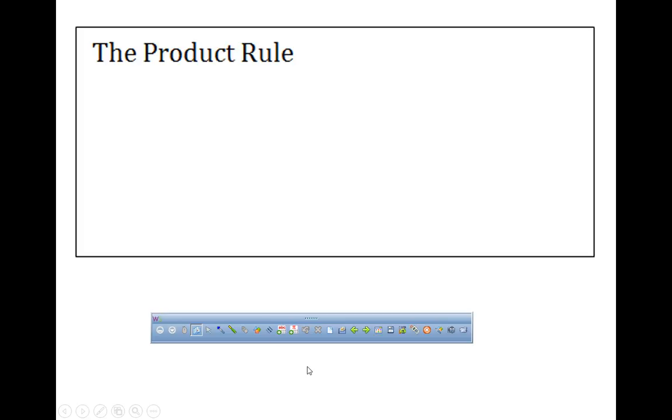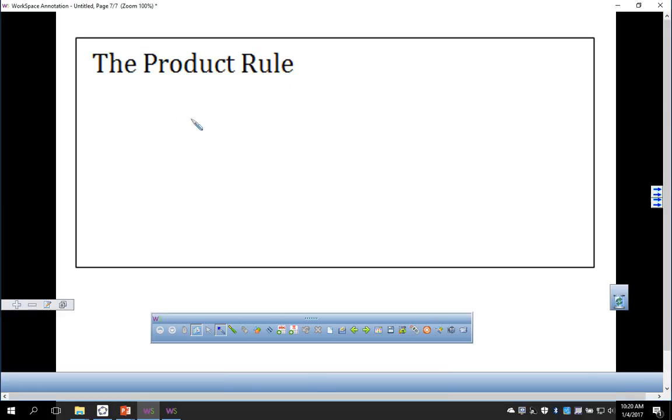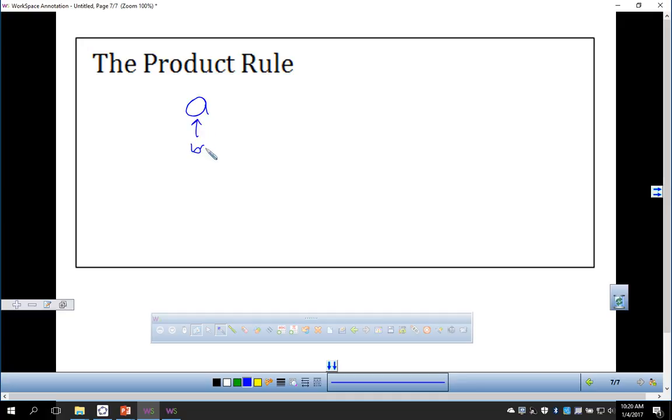Okay, the product rule says that if you have two expressions with the same base, this is called the base, and this is the exponent, a to the m times a to the n is equal to a to the m plus n. That's called the product rule. So basically, if you have two things that have the same number down here, all you do is you add up the exponents. Okay?